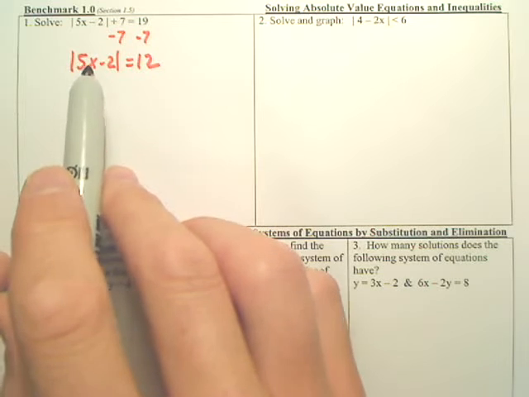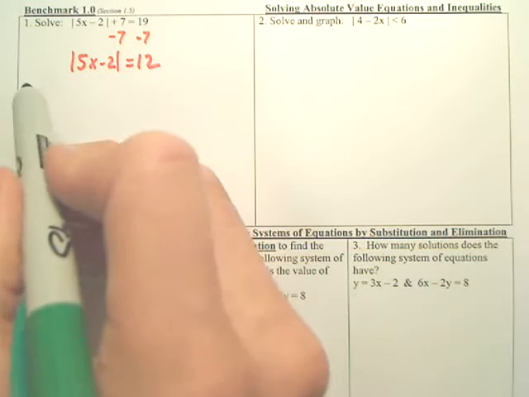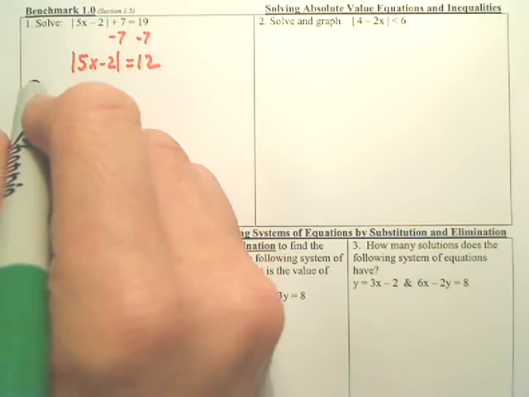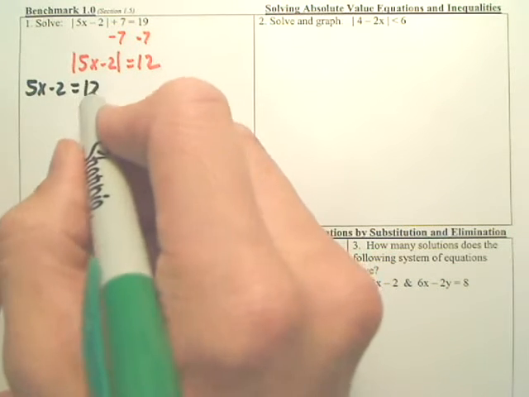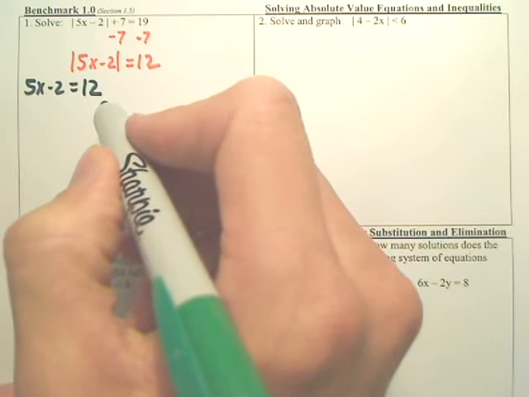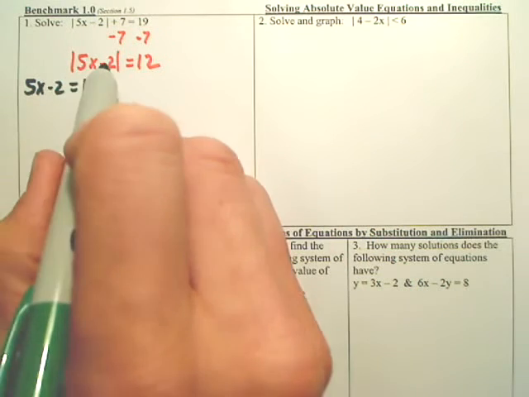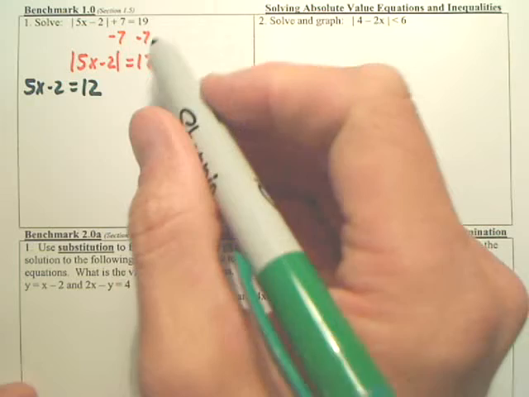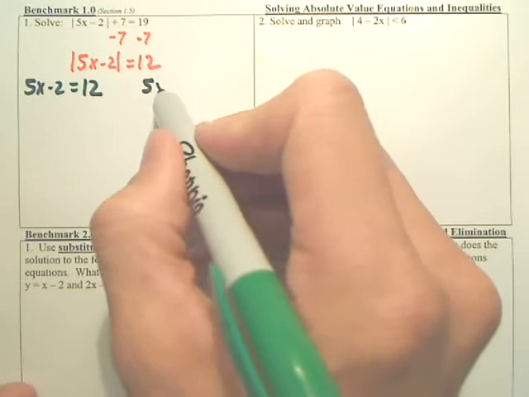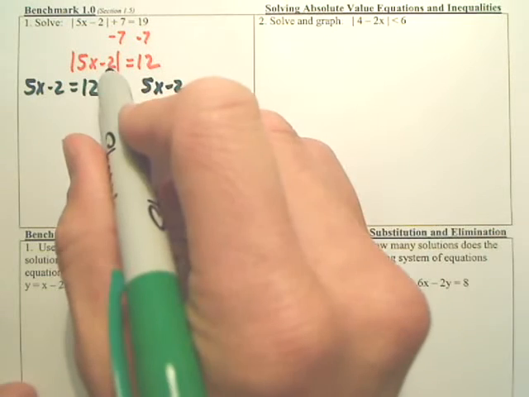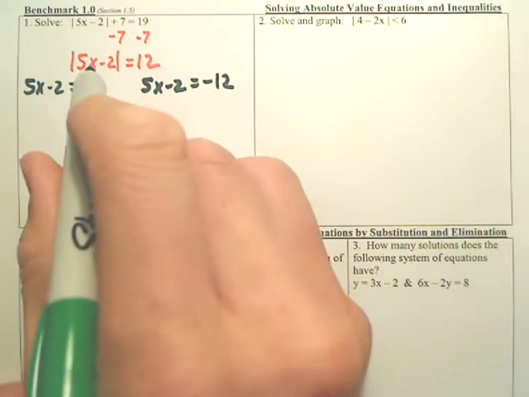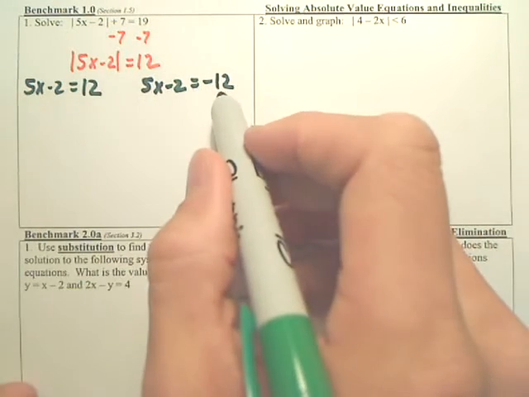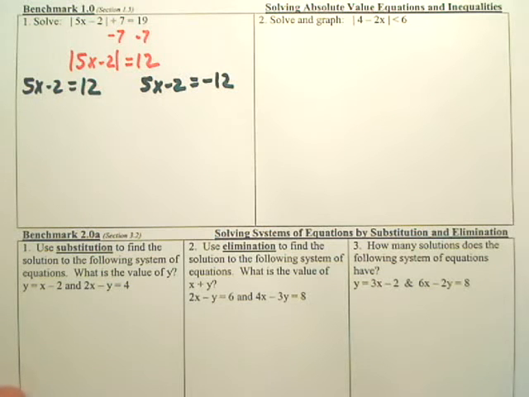We now have to make 2 equations. What's my first equation? 5x minus 2 equals 12 is my original, because this inside should equal 12. But the 5x minus 2 could also equal negative 12, because the absolute value would change that negative 12 to a positive 12. And from here, what do we do?